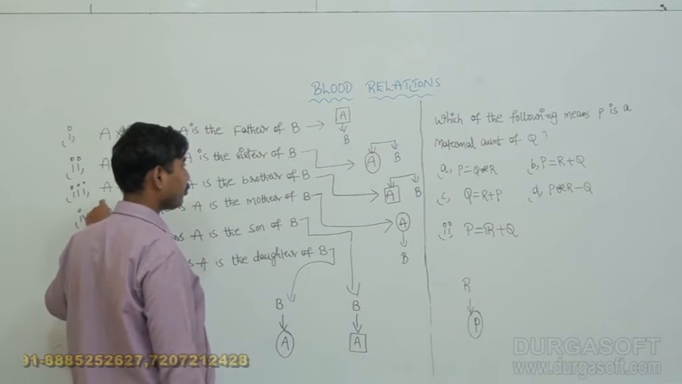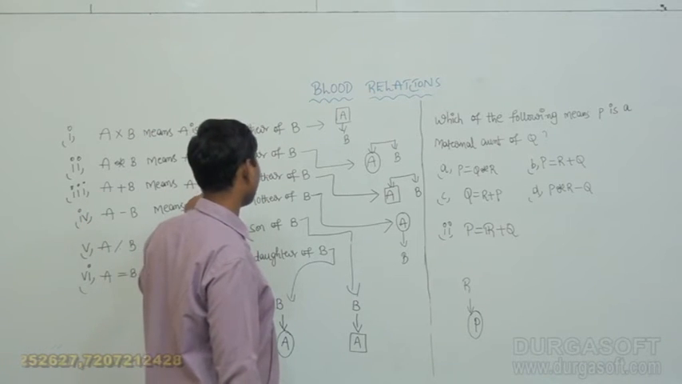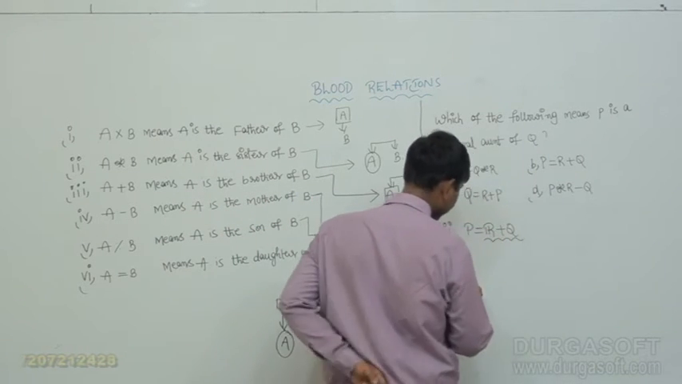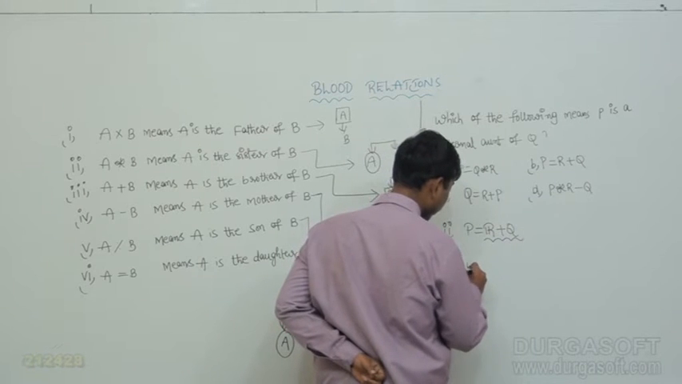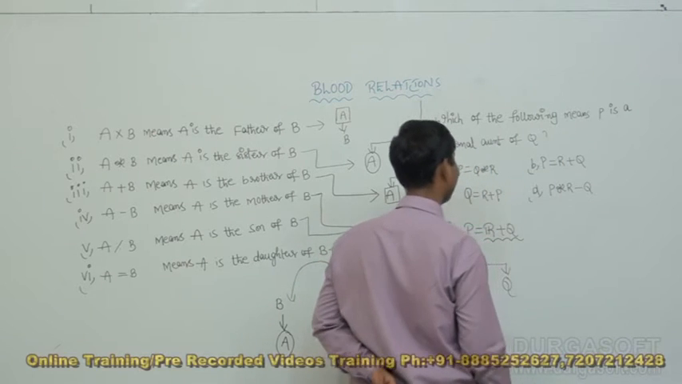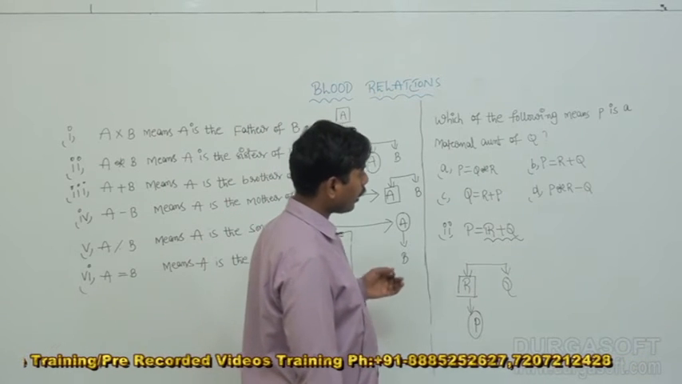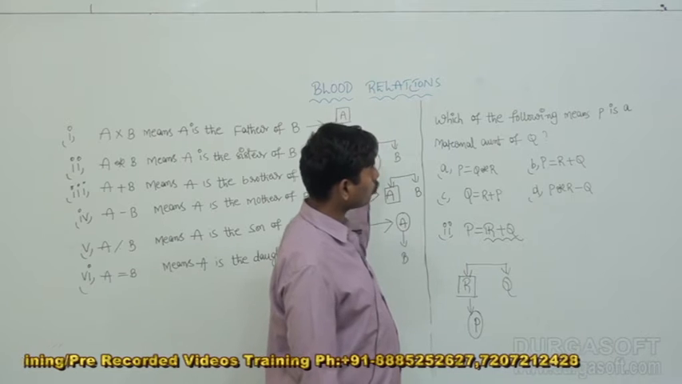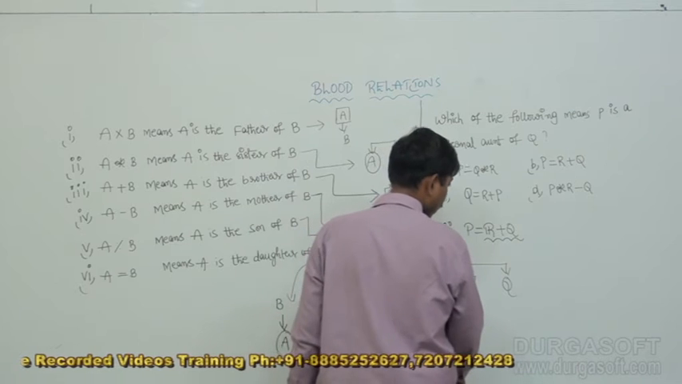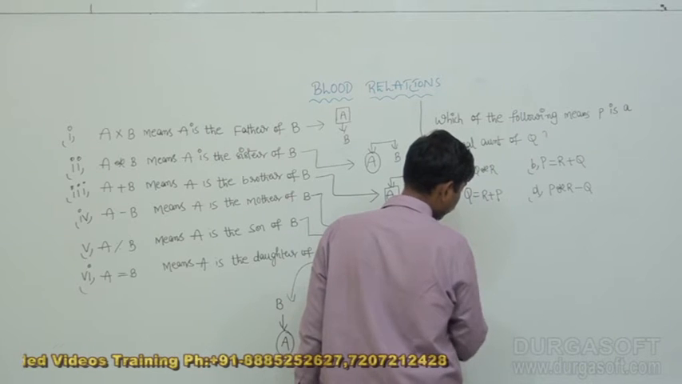Next one, A plus B means A is the brother of B. Like that, R plus Q means R is the brother of Q. R is the brother of Q means, is it really satisfying our condition? Even the second equation is also not satisfying our condition. That is the reason the second one is also ruled out from the game.